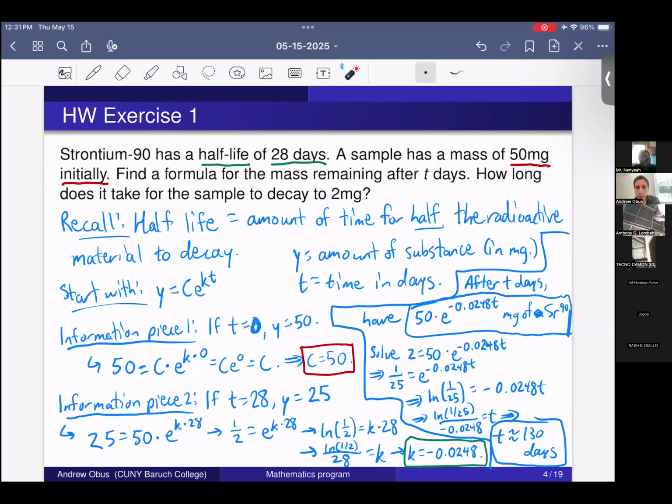Yes, Prince, hi. Thank you. I have a concern here where we said 2 is equal to 50 times e raised to the negative 0.248 t. How did we get the 1 over 25th? I divided both sides by 50 here. Dividing the right side by 50, the 50 goes away, and dividing the left side by 50 is 2 divided by 50, which is the same as 1 divided by 25.